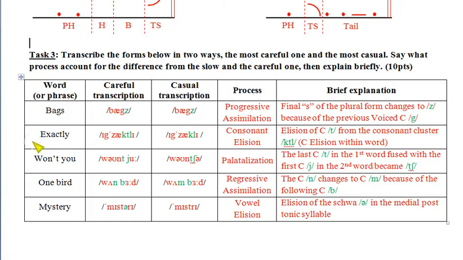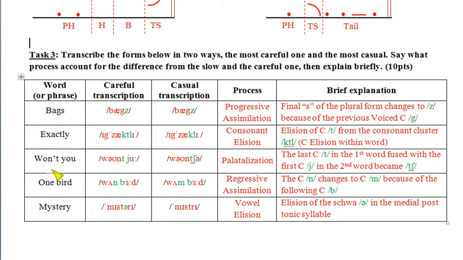The next word is exactly. This is the careful form, and the casual transcription is exactly. You notice that we have omitted the T from the consonant cluster K, T, L, and this process is called consonant elision. The explanation is the elision of the consonant T from the consonant cluster K, T, L, and it is a consonant elision within word.